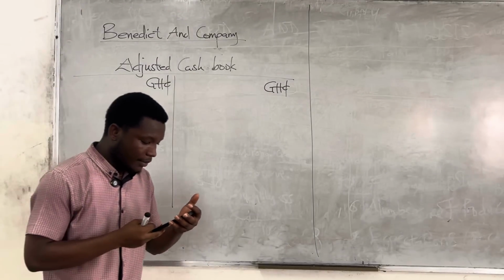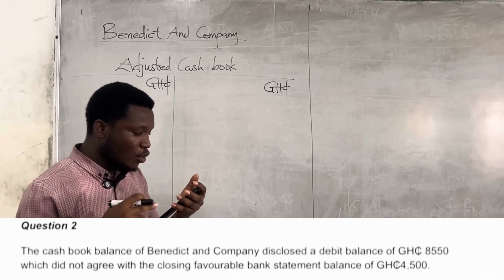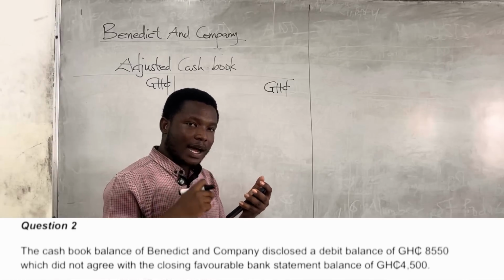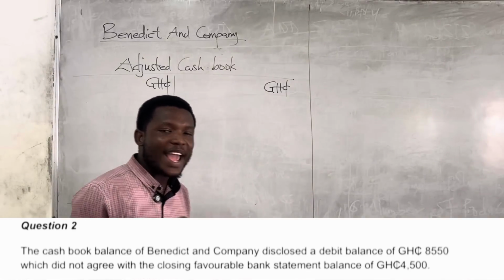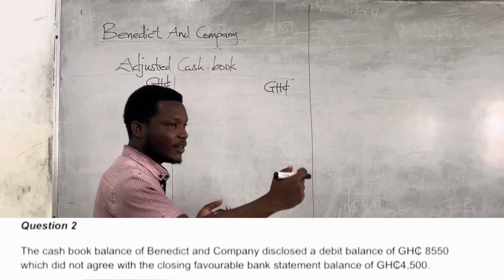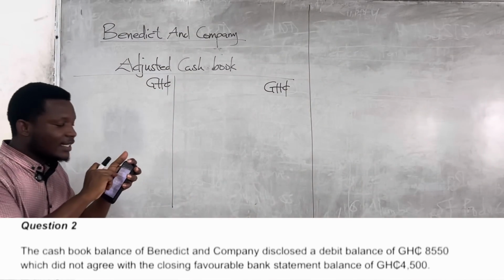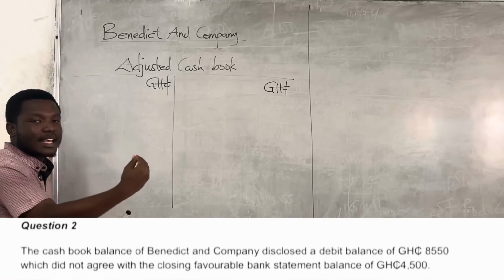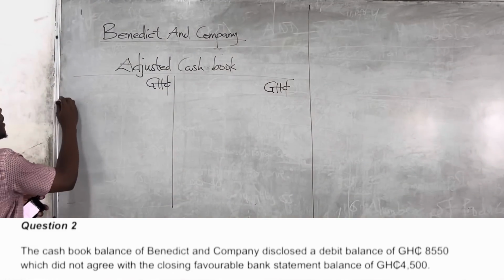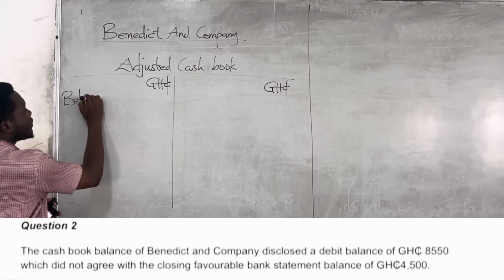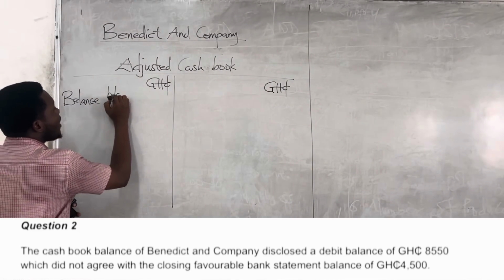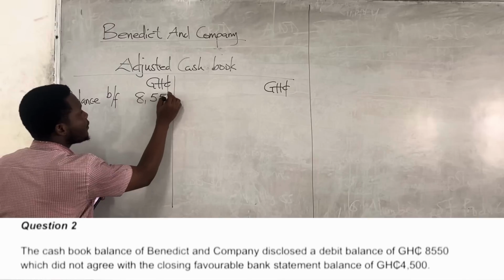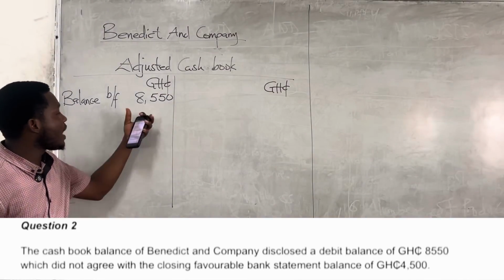Now, let's read the question again. The cash book balance of Benedict and Co. disclosed a debit balance of what? 8,550. So it means this amount of money is going to be at the debit side of our cash book. So we have balance, either brought forward or brought down. We have 8,550. So this is the figure that we are having.